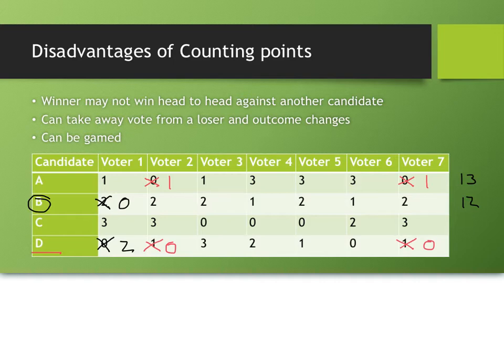Now, that could obviously backfire if enough people do it. If enough people do it, then you may get candidate D with lots and lots of points all of a sudden because nobody thought that candidate D would win. But in this case, if just one voter does that, then it can be gaming the system.